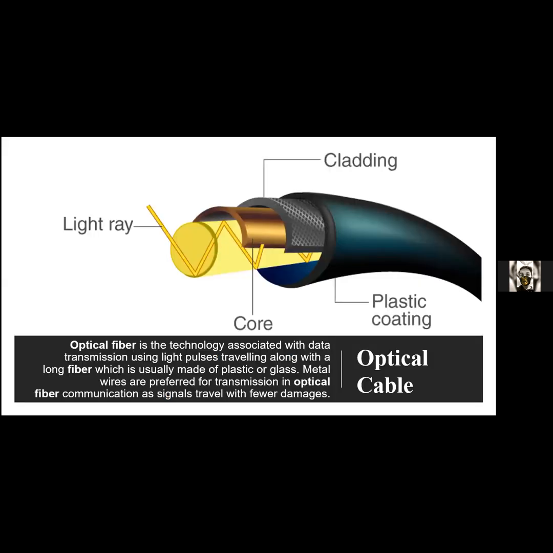The optical cable. Optical cable is the technology which is associated with data transmission using light impulses traveling along a long fiber, which is usually made of plastic or glass. Metal wires are preferred for transmission in optical communication, as the signal travels with less damage.